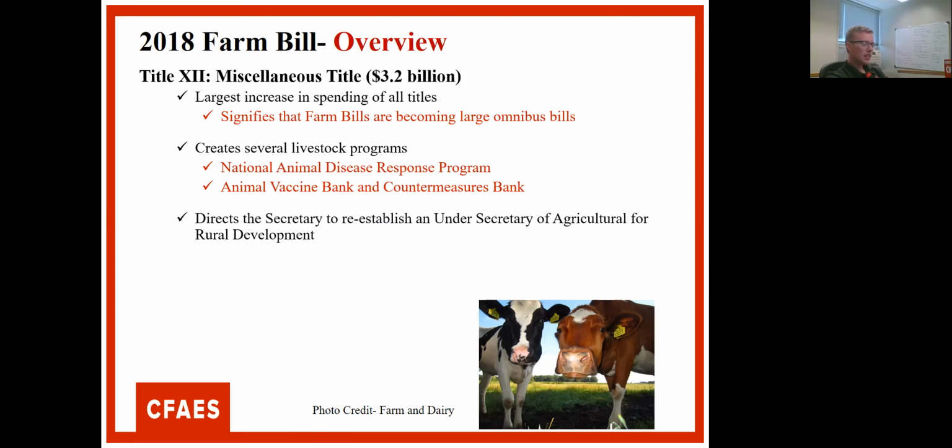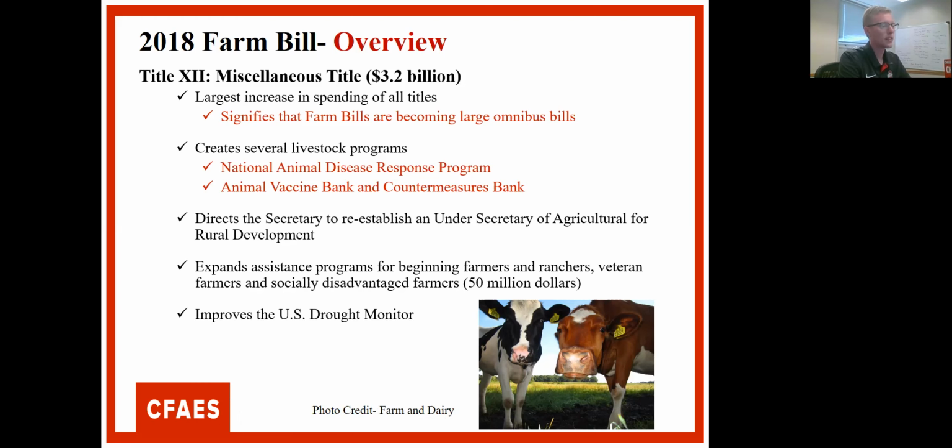We see in the title that it directs the Secretary to reestablish an Undersecretary for Agriculture and Rural Development. This is one of the first things Secretary Perdue did when he became Secretary of Ag: he got rid of the Undersecretary of Rural Development and made them an assistant to his office, so directly in line. There was some disagreement on whether that was a good move or not, but Congress ultimately said we want an Undersecretary for Rural Development, so they wrote that into the bill. And then just a couple of things here. It expands assistance programs for beginning farmers and ranchers, adds $50 million there, and then makes a couple of minor changes to the U.S. Drought Monitor to help improve accuracy there.